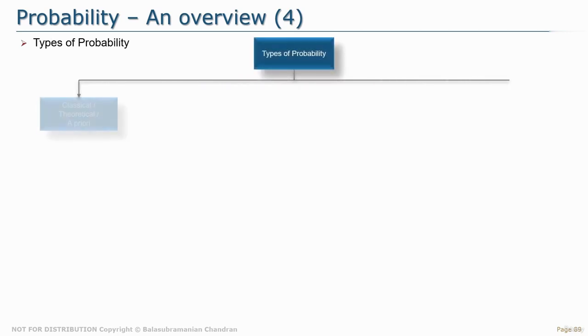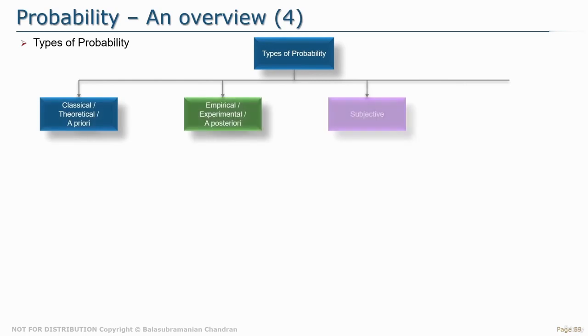Types of probability. Broadly, probability can be classified into 4 categories. The first category is classical, also known as theoretical, also known as a priori. The second category is empirical, also known as experimental, also known as a posteriori. The third category is subjective, and the fourth category is axiomatic.